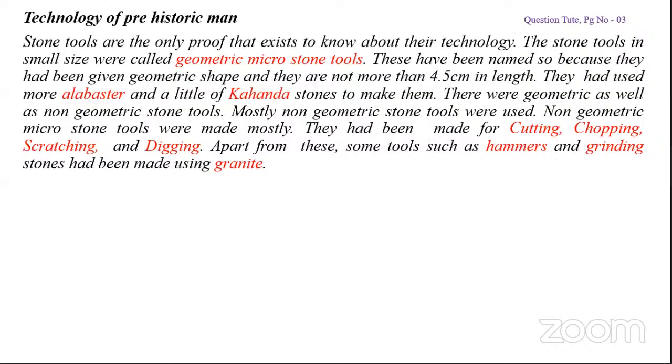Stone tools are the only proof that exists to know about their technology. The stone tools in these have been named so because they had been given geometric shape. They had used more alabaster and a little of kahanda stones to make them. There were geometric as well as non-geometric stone tools. Mostly non-geometric microstone tools were made. They had been made for cutting, chopping, scratching, and digging. Apart from these, some tools such as hammers and grinding stones had been made using granite.